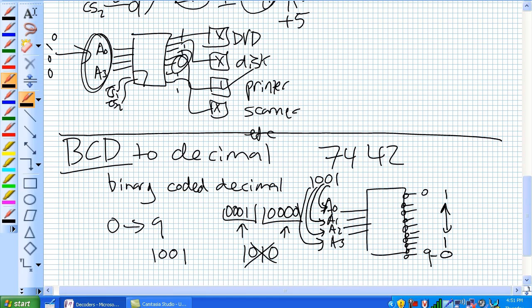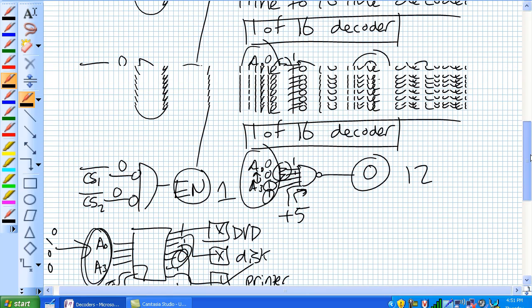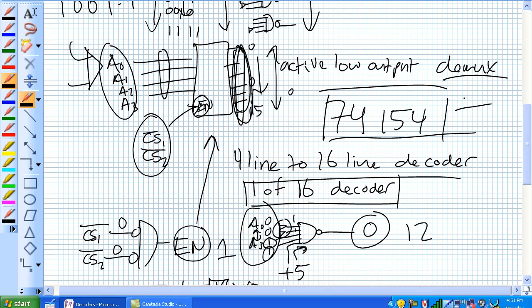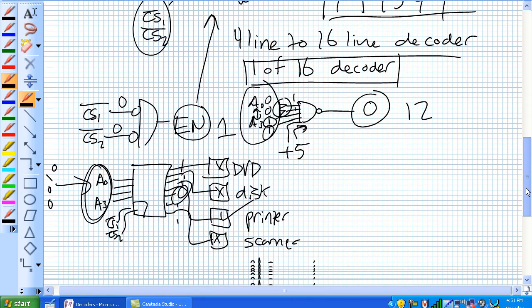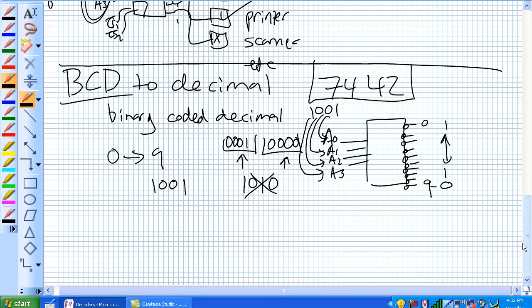Well, what happens if you go to the lab and you're out of 7442s and your lab is calling for you to use the 7442? Well, why not just use the 74154, but just use the first 10? So 0 through 9. So you can do the same thing. Just enable it and just use the first 10 outputs.